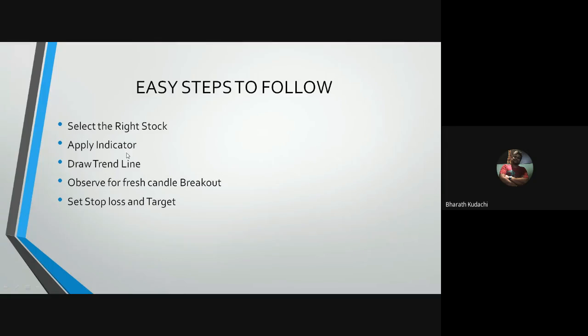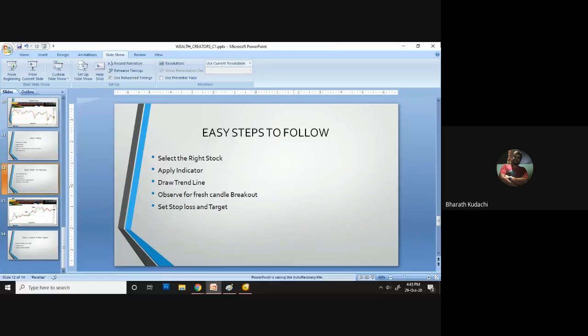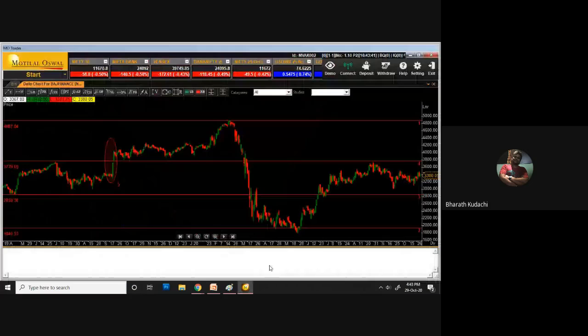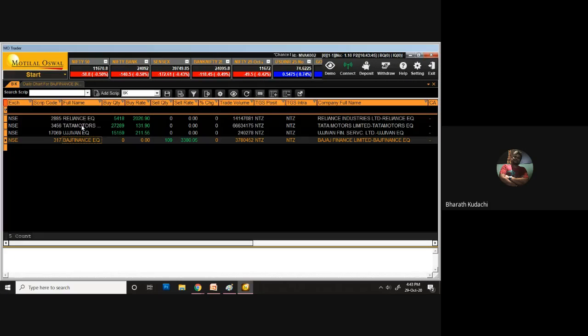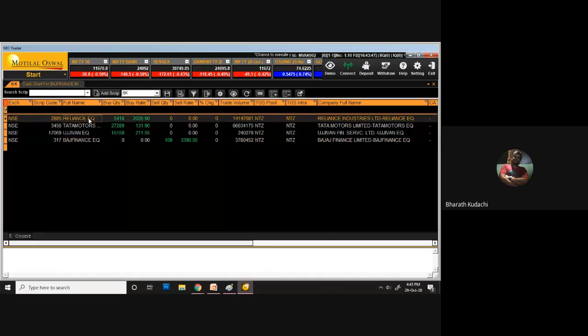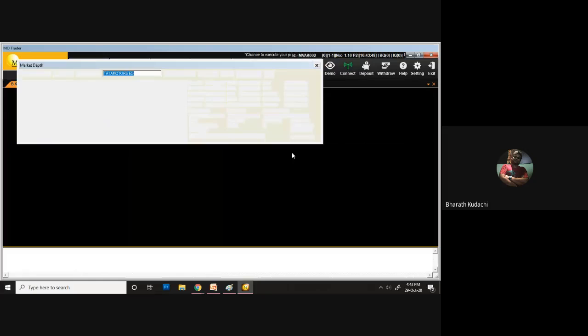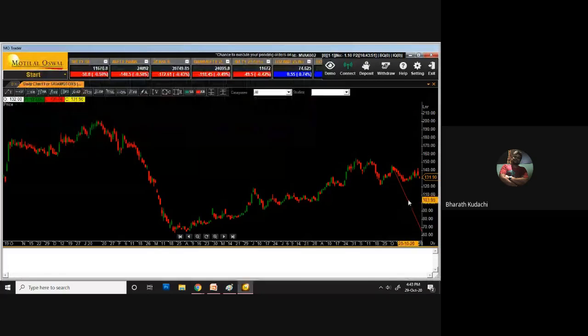Then we'll have to apply the indicator. How to apply? I'll give a live example on random shares. Then draw a trend line. Then observe for a breakout. Better than just following this, I'll show you an example. Okay, we'll take another chart. Suppose, per se, we'll take Tata Motors. Okay, in Tata Motors.